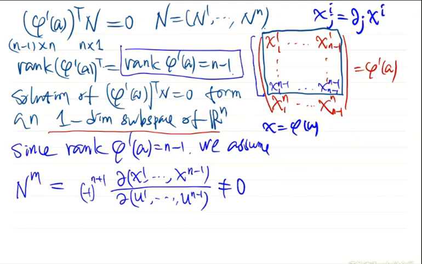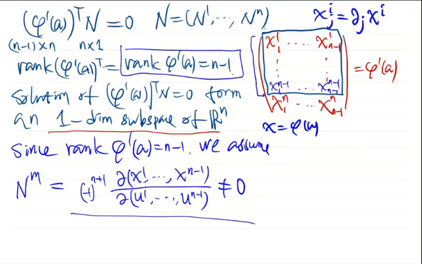Okay, we can assume that this Jacobian determinant multiplied by (-1)^(n+1) is not zero, and we set this to be the capital N_n. Of course, if this is zero, you can consider another (n-1)-dimensional determinant, maybe the last n-1 rows of the matrix. Okay, so we only consider this. So this is our N_n.